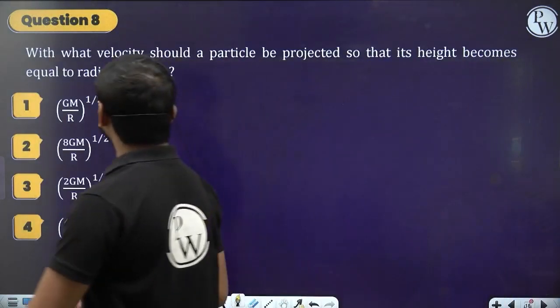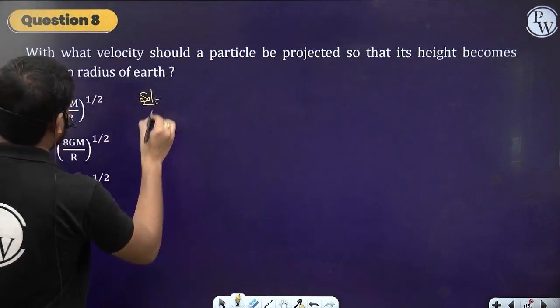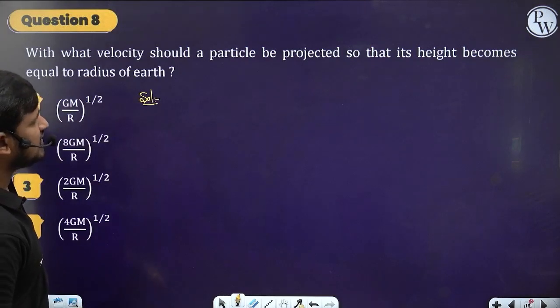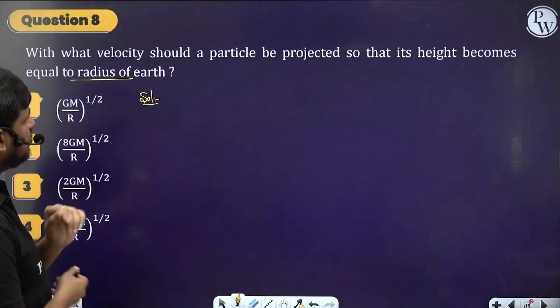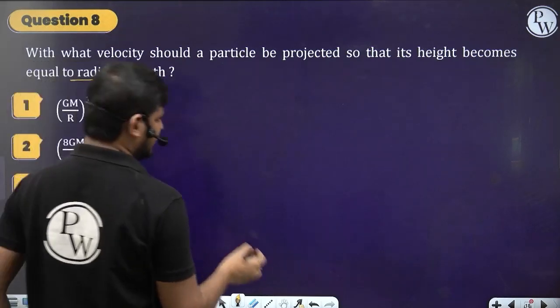So what does the question say? Read the question first. With what velocity should a particle be projected so that its height becomes equal to the radius of the earth? Okay, so its height should become the radius of the earth. So with what velocity should the particle be projected?